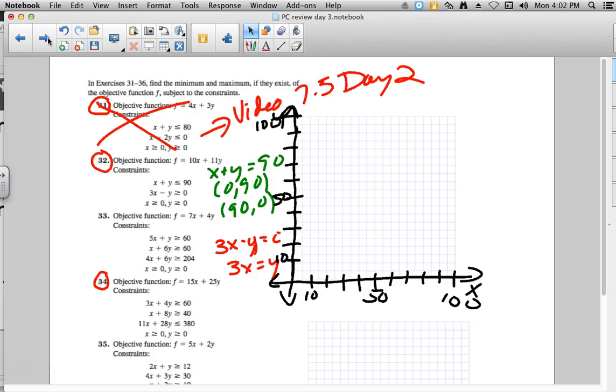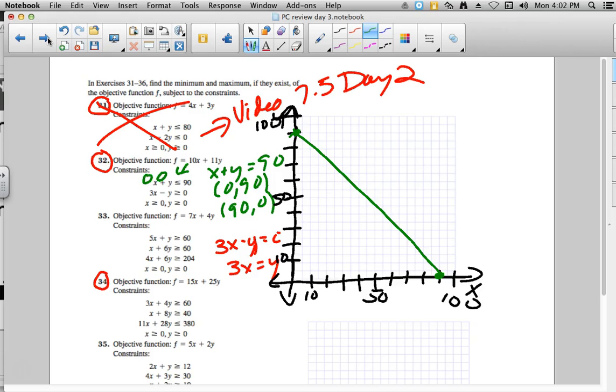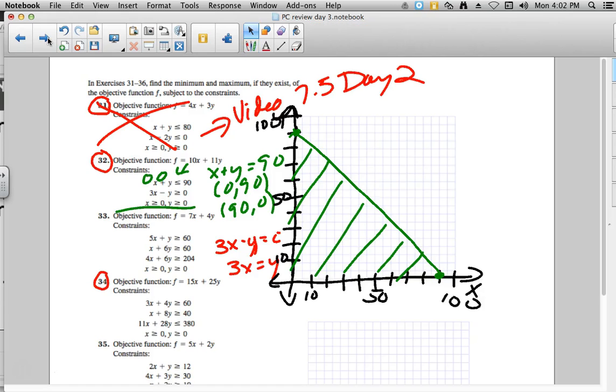All right. So now if I go back and grab my green graph, that was at 90, 0, and 0, 90. It did have an equals bar, so that's going to be solid. And then I remember that it said x plus y has to be less than or equal to 90. And if I test the point 0, 0 in that, obviously 0 plus 0 is less than or equal to 90. But I'm also keeping in mind that this is just a first quadrant graph, and that's because of the bottom two down here.